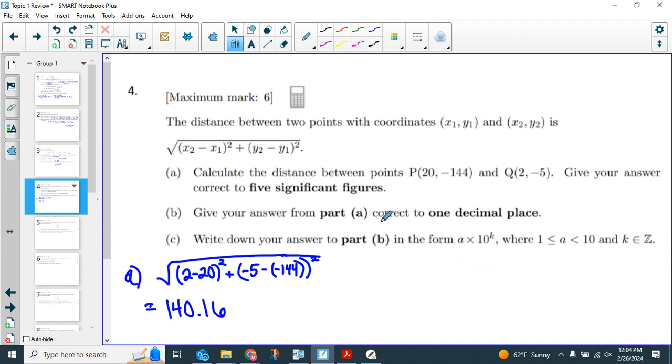All right, give your answer from part A correct to 1 decimal place. So that's just 140.2. So 1 decimal place here. All right, write down your answer to part B in the form basically scientific notation. All right, so this would be 1.402 times 10 to the second power.